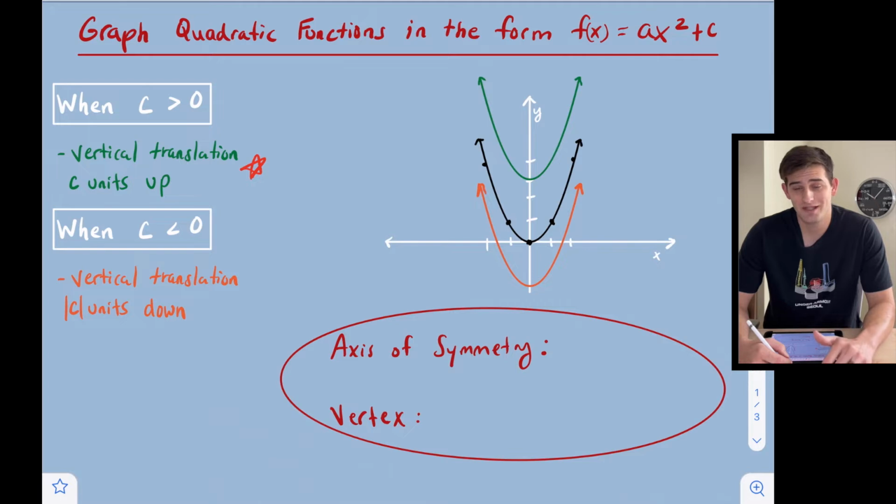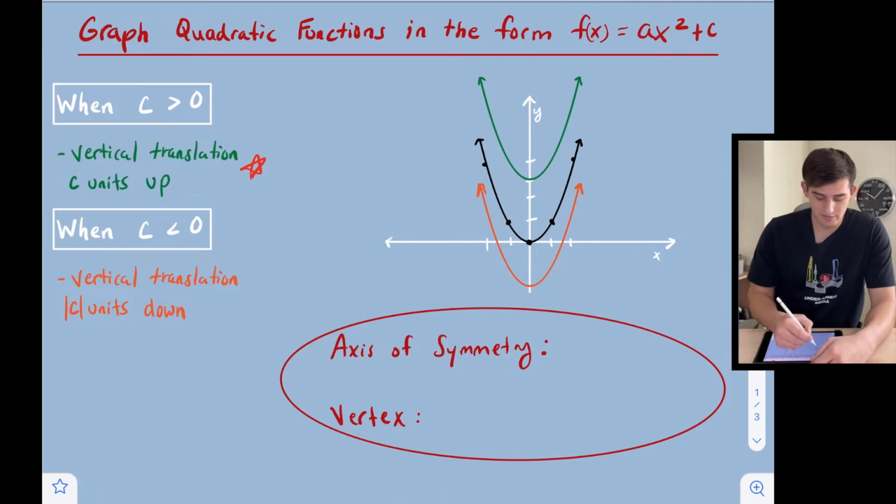f of x equals ax squared plus c. So in a previous video, we talked about how to graph f of x equals ax squared, so I'll link that in the description below. Here, the only difference is this c, and what it does is it translates our parabola either up or down, depending on the sign of c.